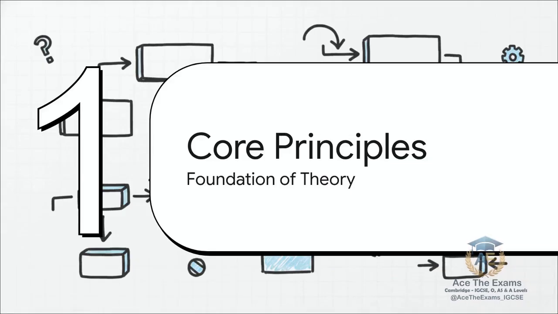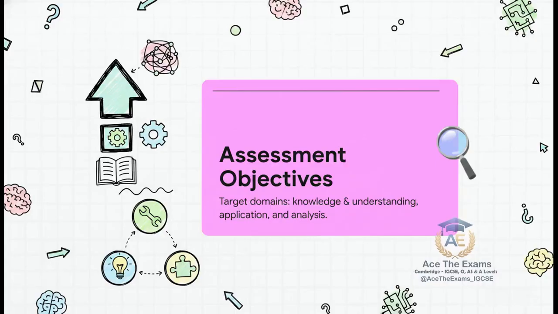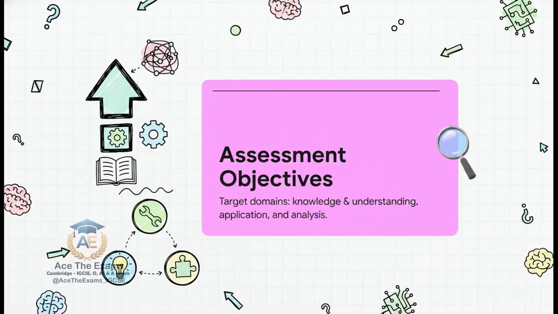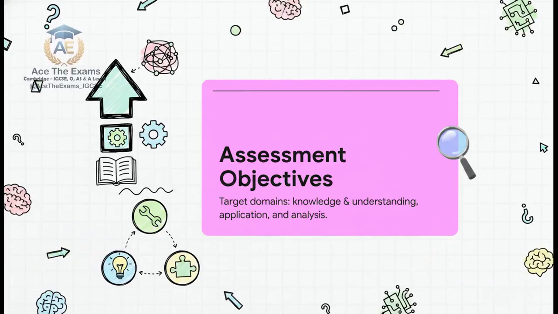Let's start with Section 1, Core Principles and Theory. This is the foundation that absolutely everything else is built upon. Notice how the Cambridge syllabus actually assesses you. Examiners aren't just looking for one type of thinking. They target three distinct cognitive domains. First is knowledge and understanding. This is Alex's comfort zone, knowing the definitions. Second is application.